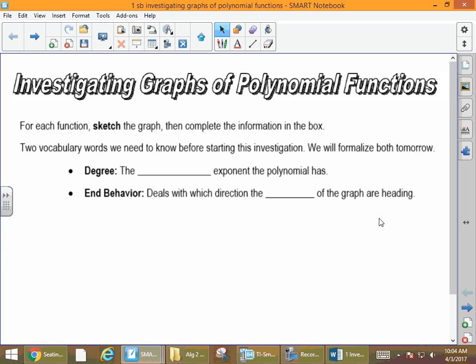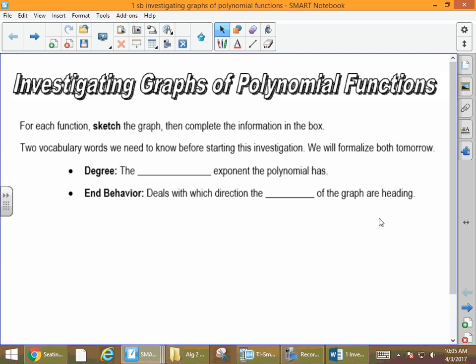Graphs of polynomial functions. We need a little bit of background in order to answer some of the questions that are going to be asked of us here in a couple of minutes. For each function, we're going to sketch the graph, and then we're going to complete the information in the box. But as I said before, we need a little bit of background information.